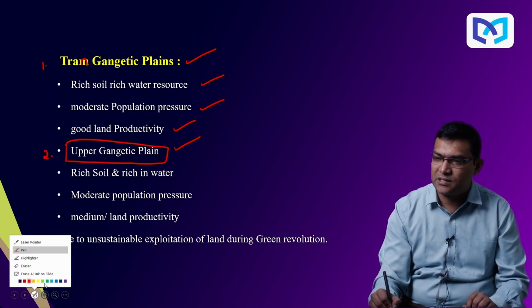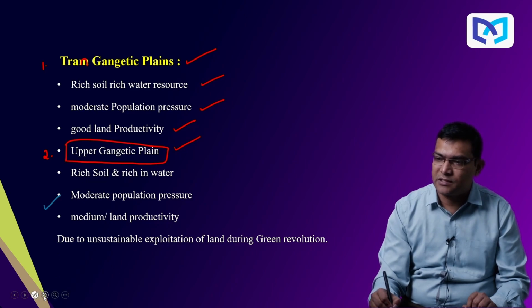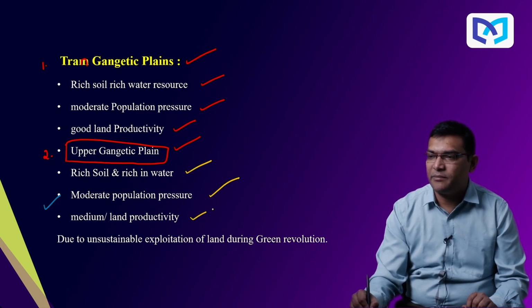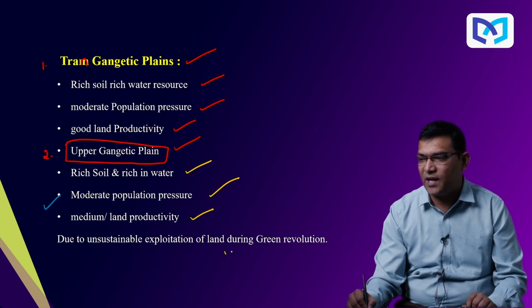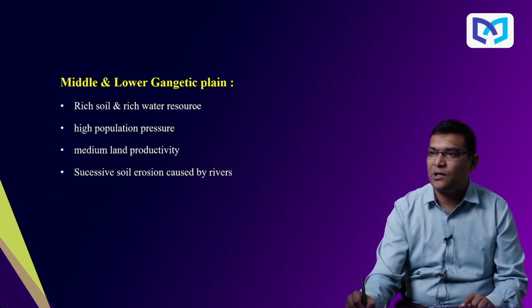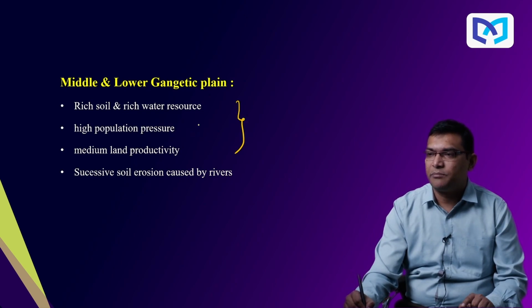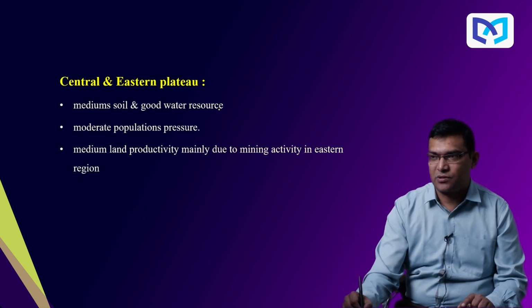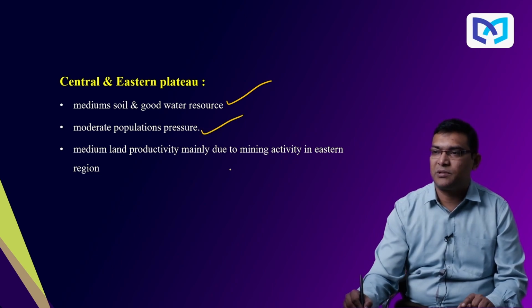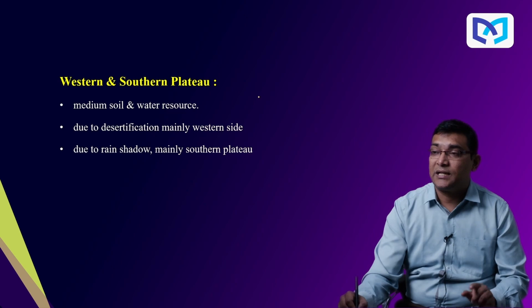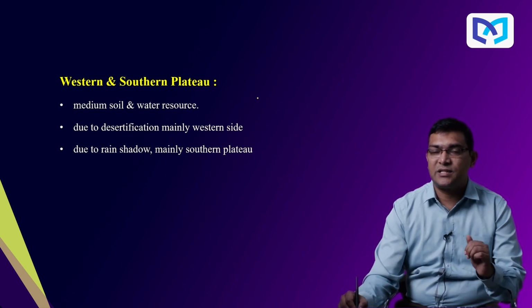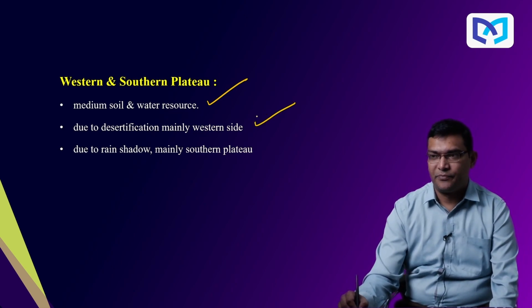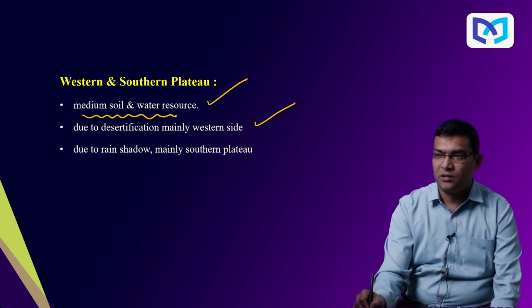In the Upper Gangetic Plains, generally, if you look at here, they are also rich in soil, moderate medium land productivity due to unsustainable exploitation of land during green revolution. Okay, middle and lower, you see, rich soil, high population pressure, medium land, but successive soil erosions can be caused by the rivers. Central and eastern plateaus, medium soil but good water resources, moderate population pressure, medium land productivity. Then western and southern plateau. If you look at the western and southern plateau, medium soil water resources, okay, due to desertification, mainly western side. Okay, western medium soil due to desertification.